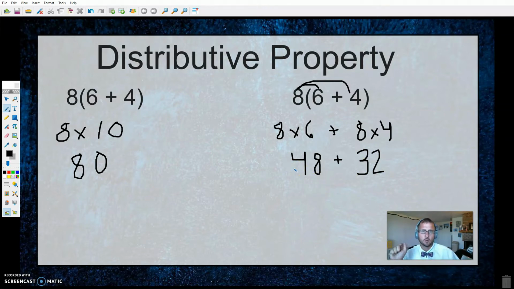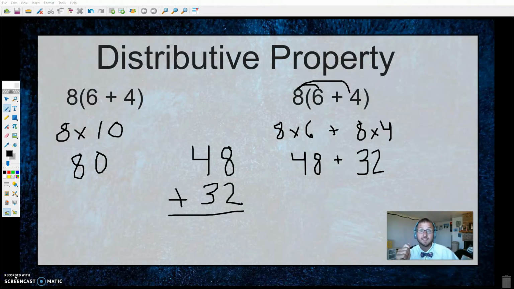I recommend rewriting these vertically. This helps us make sure our place value is lined up like it's supposed to be. 8 add 2 is 10. So I'm going to write in my 0 and I'm going to carry my 10. 1 add 4 is 5. 5 add 3 is 8. So we still get that same 80 for our answer.